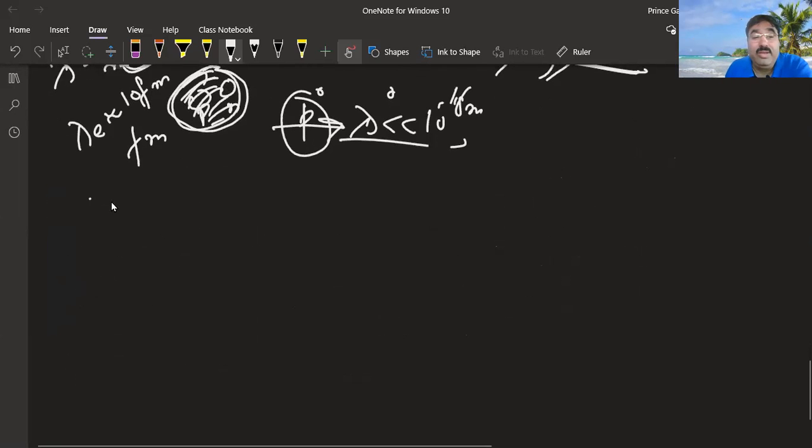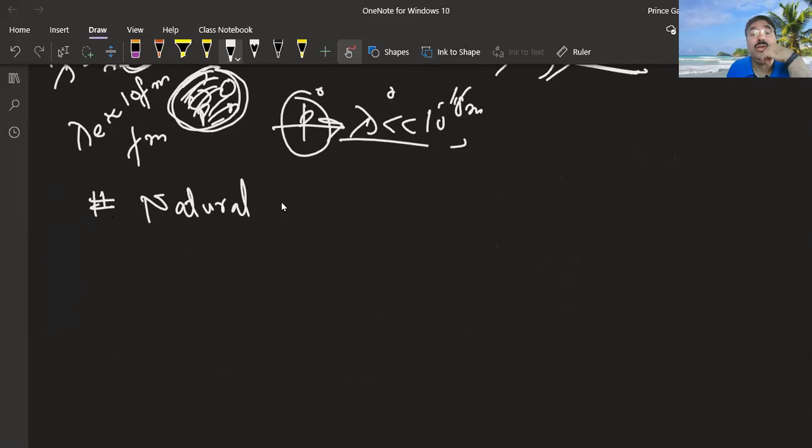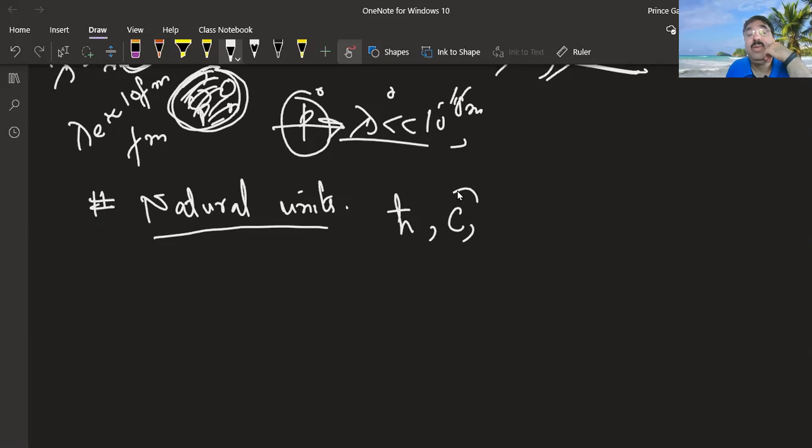Another very important thing that you should remember once we start this course of particle and nuclear physics is that we work in natural units. Most of the time we work in natural units. So what are natural units? Particle physicists love natural units. And what do they do? This h cross and this c appear very often in the equations.